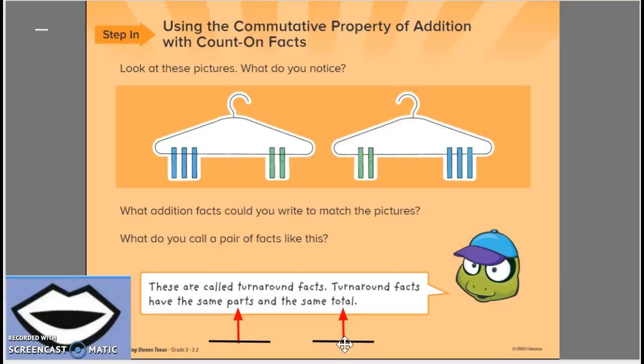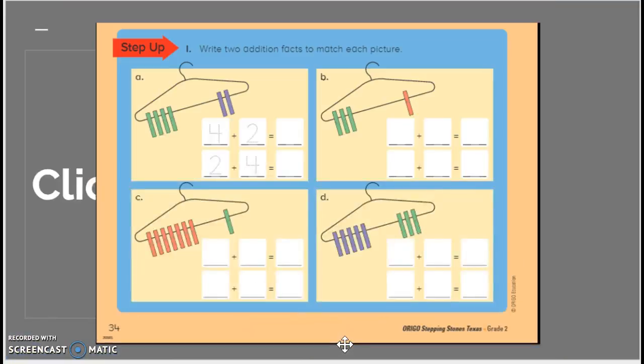Now let's look at our workbook. If you look at the step up, let's look at those directions. It says, write 2 addition facts to match each picture. If you look at A, we see that they've helped us out. 4 plus 2 equals blank. What does the number 4 represent on this hanger? Is it the green clothespins or the blue clothespins?